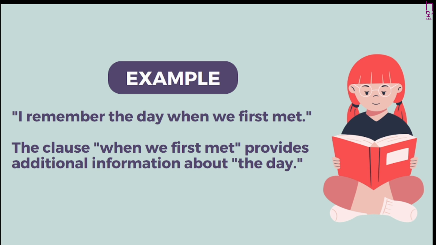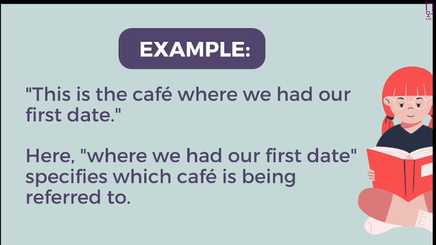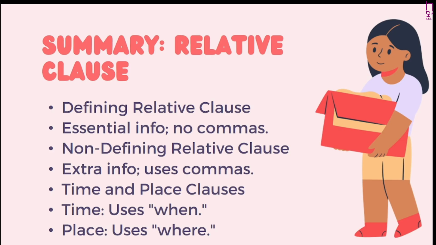And where is used to refer to places. An example could be: this is the cafe where we had our first date. So this is the cafe, and where we had our first date specifies the cafe which is being referred to.